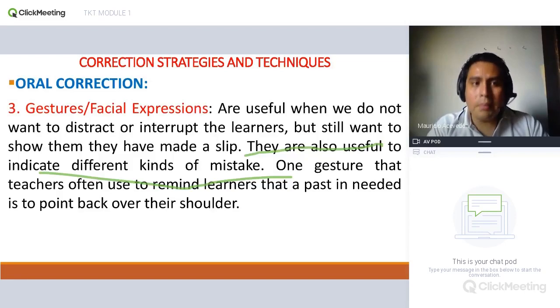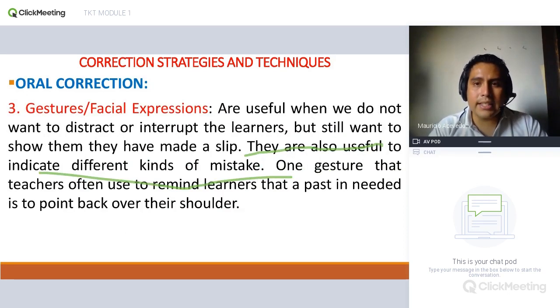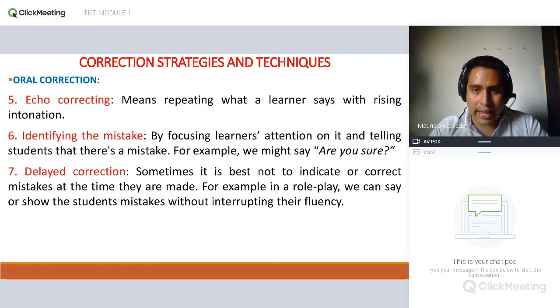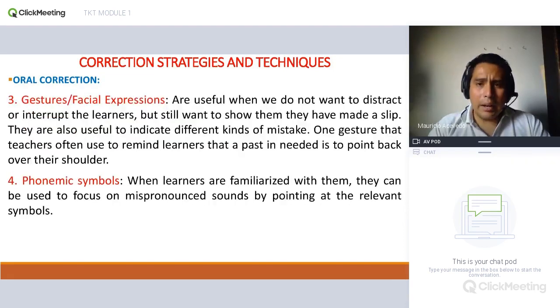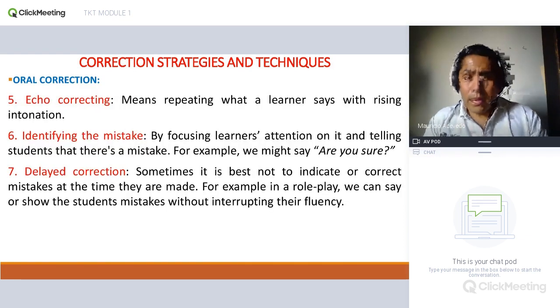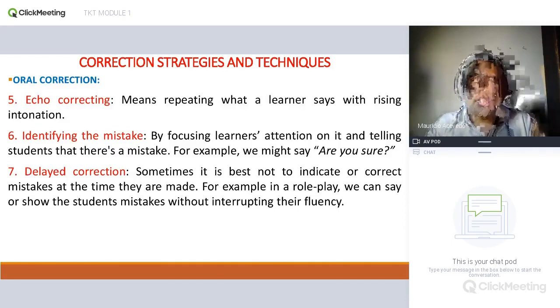I just want you to remind them very quickly. Those are timelines for sentences, time sentences. Those are finger correction, like using your fingers, your hands. Gestures and facial expression with your face, doing such things. Phonemic symbol, especially for pronunciation. Echo correcting when you repeat the same word but with more intonation.